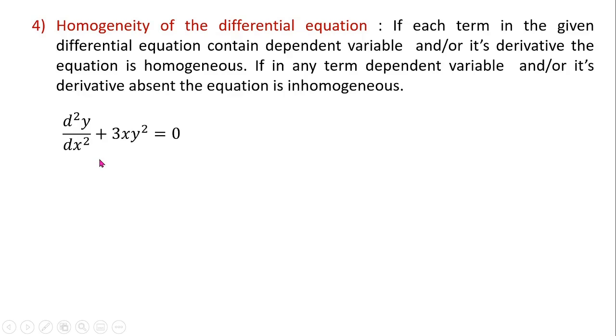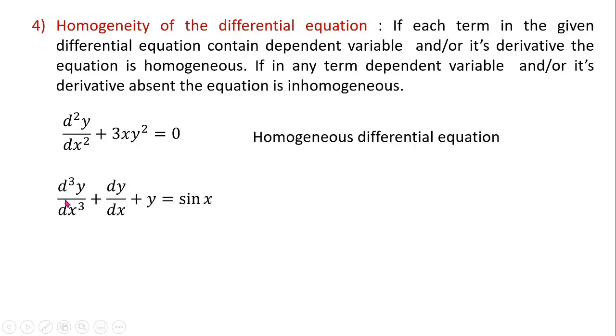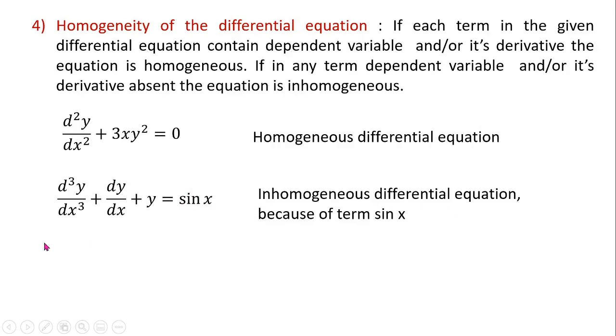The first example, d square y upon dx square plus 3xy square is equal to 0. Both terms involve the dependent variable. Y is the dependent variable which is present in both terms. Therefore, this is a homogeneous differential equation. Next example. In this example, in this sin x term, there is no dependent variable, because y is the dependent variable. In the first three terms, y or its derivative is present. But in this term, there is no dependent variable or its derivative. Therefore, this is an inhomogeneous differential equation because of the term sin x.